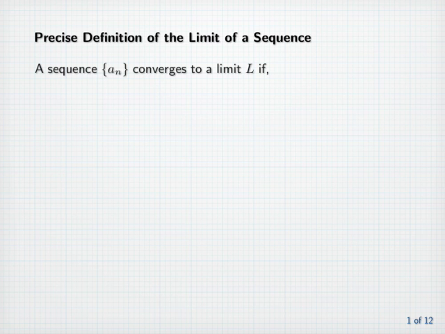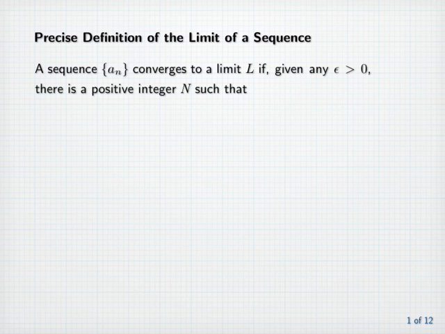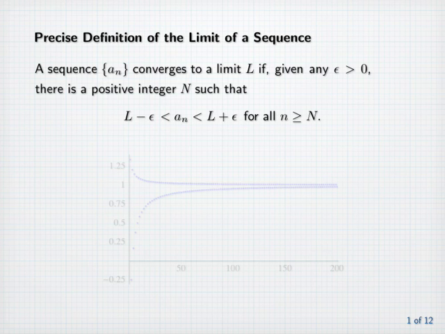A sequence a_n converges to a limit L if, given any positive number epsilon, no matter how small, there is a positive integer capital N such that a_n is between L minus epsilon and L plus epsilon for all little n greater than or equal to big N. In other words, the terms of the sequence eventually become and remain within epsilon of L no matter how small epsilon is. Now let's look at a picture to see how this works.